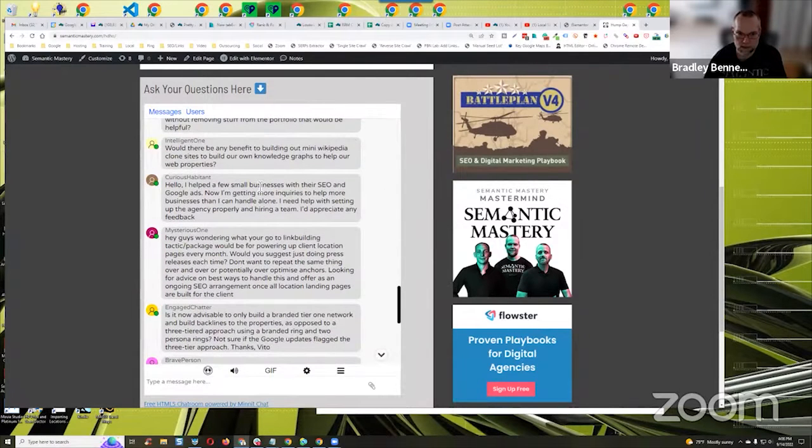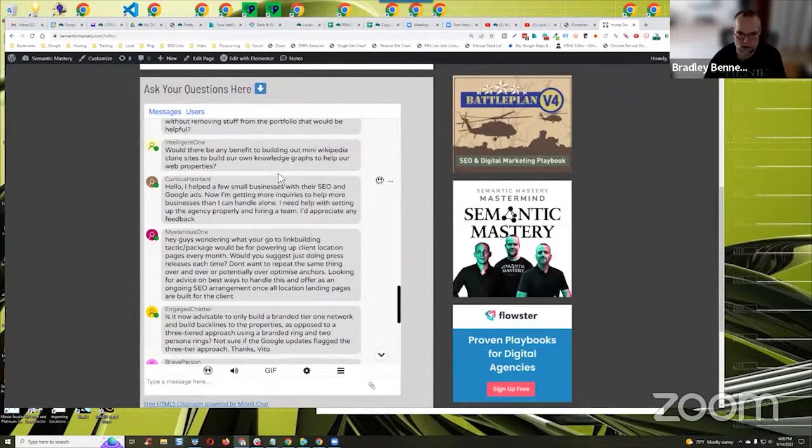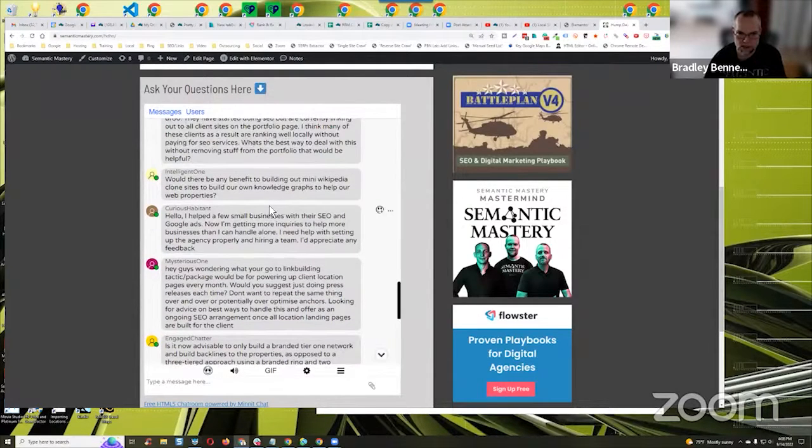The next one, would there be any benefit to building out mini Wikipedia clone sites to build our knowledge graphs to help our web properties? Mini Wikipedia clone sites. I'm not sure what you mean by that.